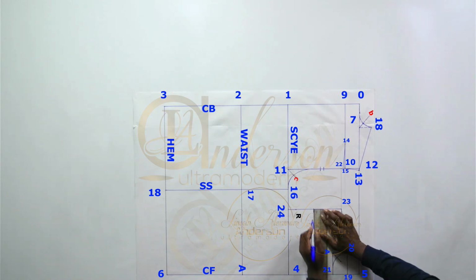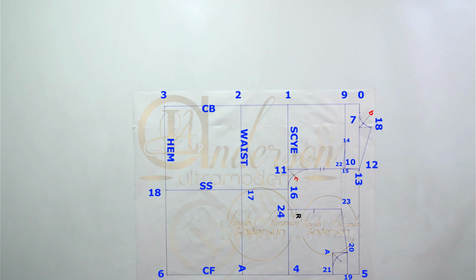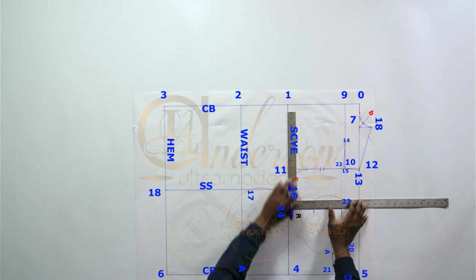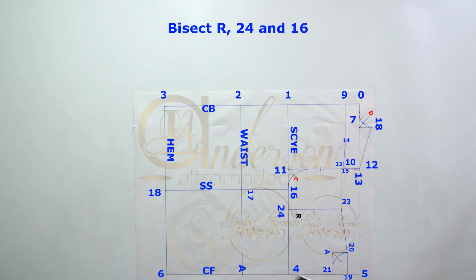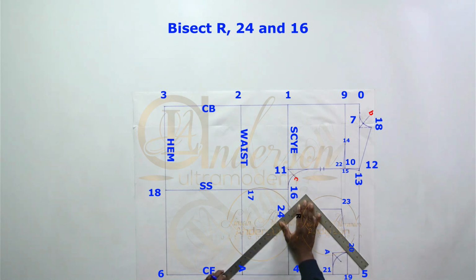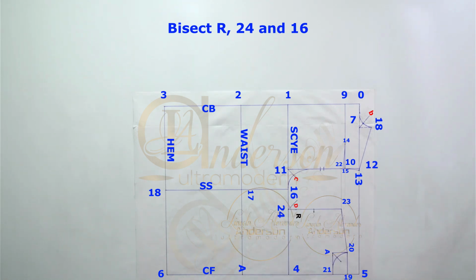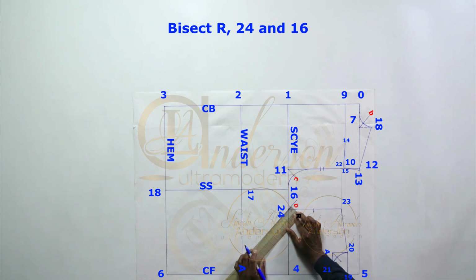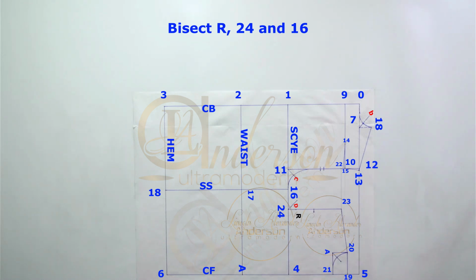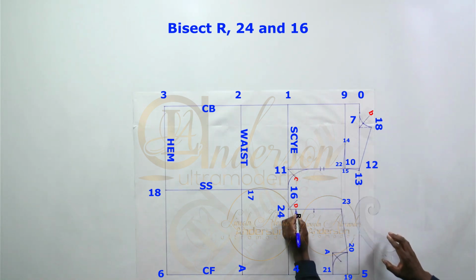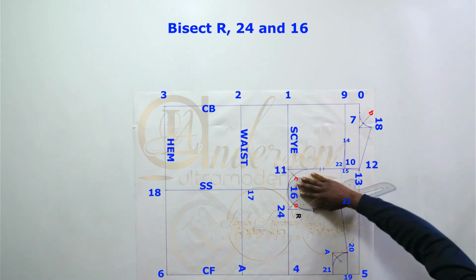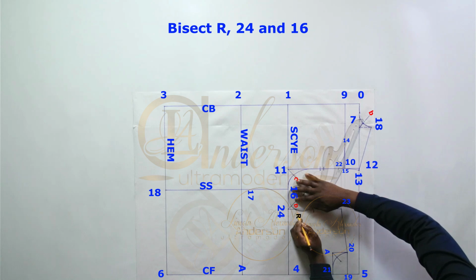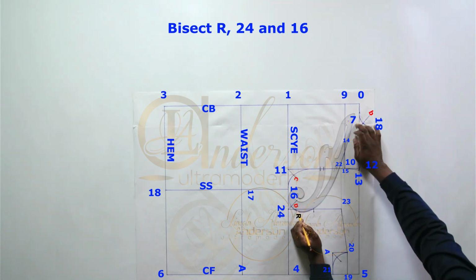And we're going to draw our armhole through 23, the midpoint dot, R, ending on the line 16. And through D as well. So 24 to D is 1.8 centimeters. And we're going to draw the armhole through 23, the midpoint dot, R, D, ending on the line 16.